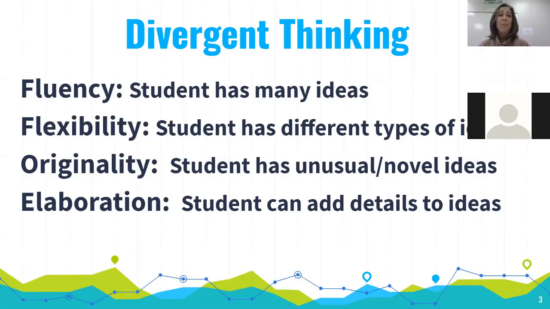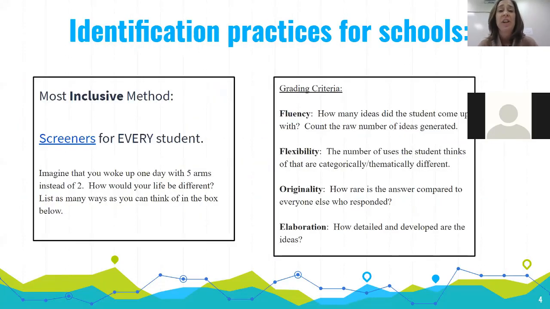So now let's apply what this looks like in the identification process. Here at the Gifted Office, we of course want to promote the most inclusive method. And so I'm going to be going through an inclusive method, giving you some options there, and then I'm going to give you a more practical method that might be a better fit for your school, and you'll get to decide that as we move forward. So the first thing that I would do if you were trying to be the most inclusive you can be is screeners for every student.